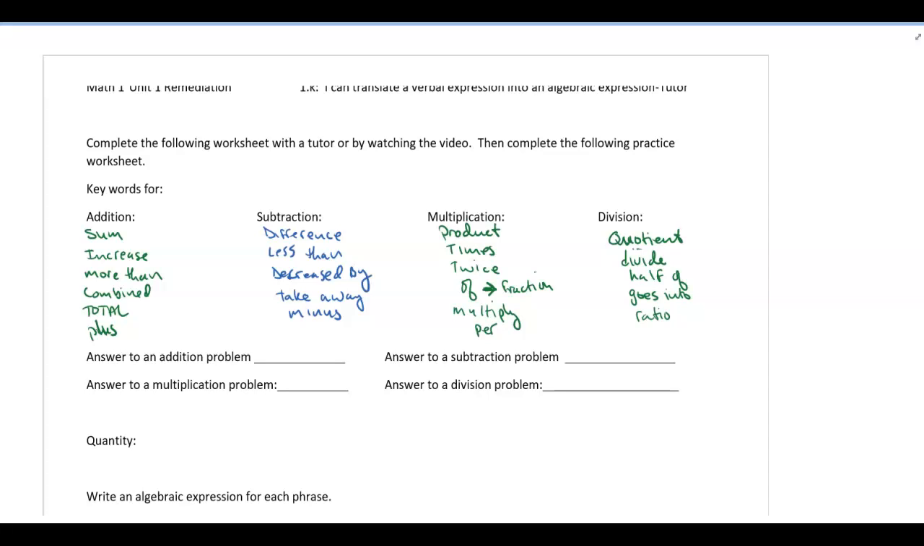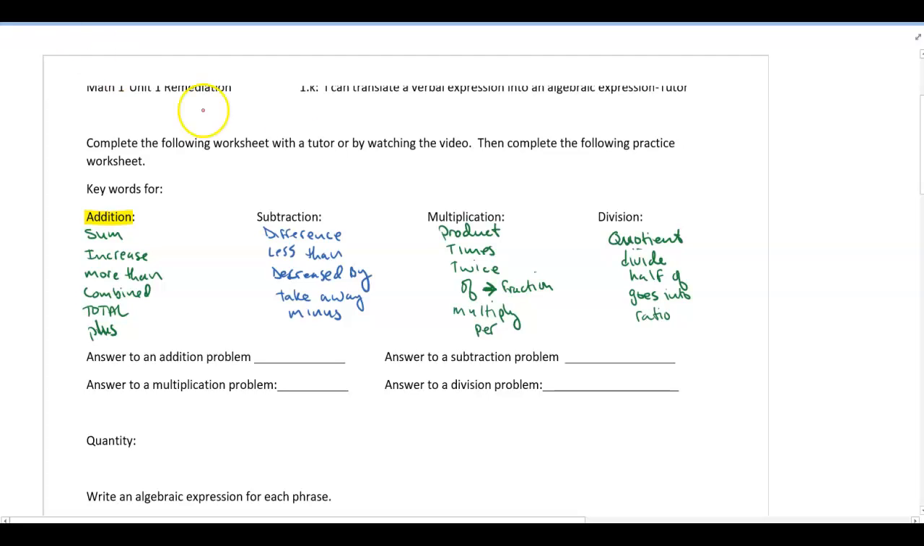We're going to start by looking at what keywords clue us in on what operations. The first one being addition, right? What are some keywords that clue us in on addition? First one, sum. Then if we see increased or increased by, more than, combined, total, plus. These are all keywords that when we see them, it means we're adding some things together. All right. Subtraction, you'll see difference, less than, decrease by, take away, minus, and there could be a few others, but these are the main ones.